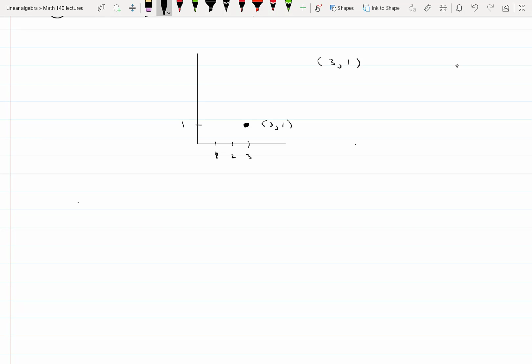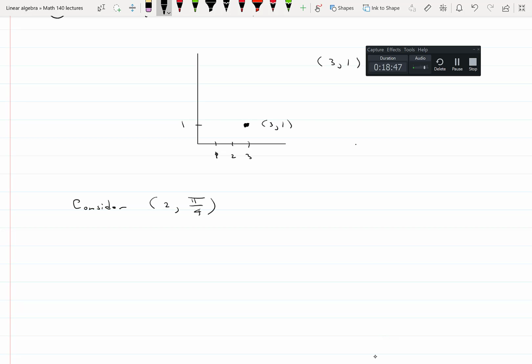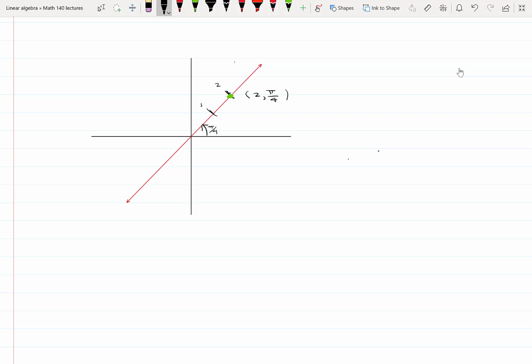Let's consider again in polar form. Consider the point, what was the first point? Was it 2 or 3? It was 2, pi over 4. Let's consider the point 2, pi over 4 one more time. Here, off camera, I copied and pasted our original point, 2, pi over 4. Rotate the x-axis through an angle of pi over 4, and move along that rotated x-axis 2 units, and we get 2, pi over 4.